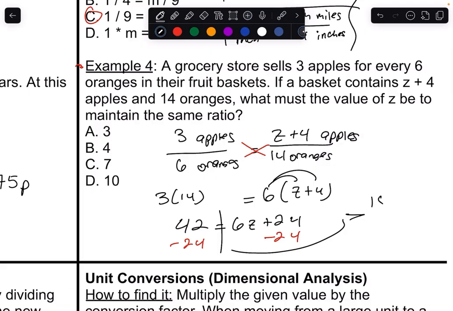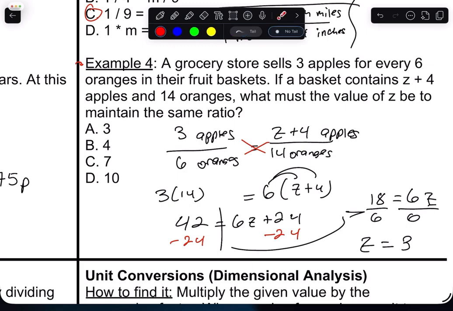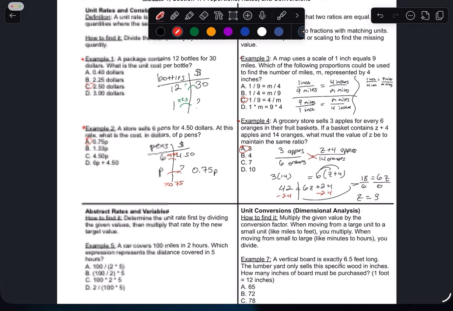42 minus 24 is 18. 6Z is the only thing that's left on that side. So we can divide by 6 to get a value of 3. And again, if we want to, plug in 3 again. 3 plus 4 is 7. 7 divided by 14 is 0.5. 3 divided by 6 is also 0.5. That's what it means to be a proportion in the same ratio. It's literally the same number on both sides. So there's good news there for that.